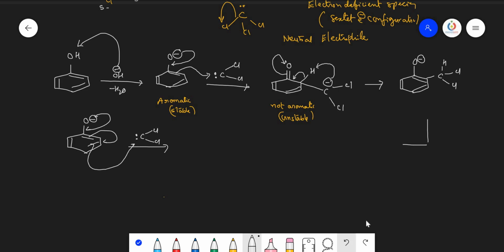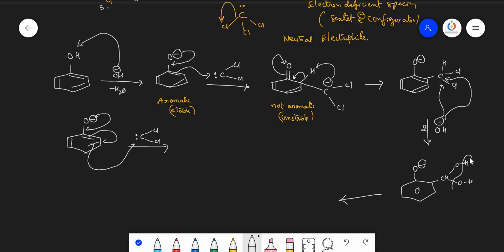Now again, this OH minus is the starting OH minus nucleophile. So the nucleophile can easily attack over these two chlorines. They have to remove these chlorines. Here O minus, CH, OH and OH. So whenever two OH groups are on the same carbon, it is unstable. It will lose a water molecule again.